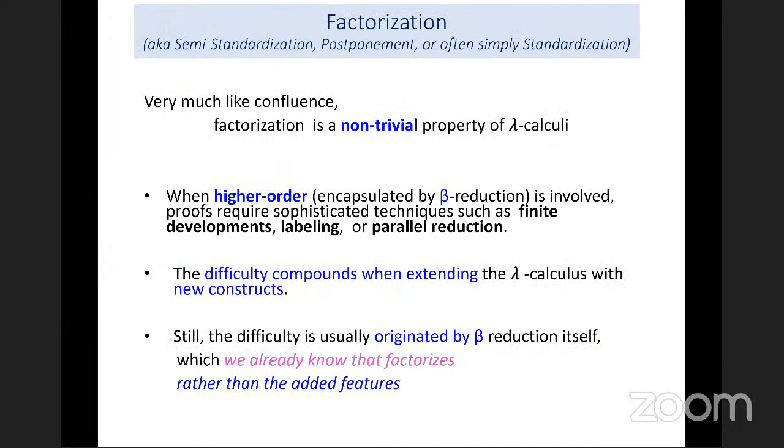Very much like confluence, which is another fundamental key result, factorization is a non-trivial property to prove for lambda calculi, because beta reduction, which encapsulates the higher order of the calculus, requires sophisticated techniques like finite developments and parallel reduction, and the difficulty compounds when extending the lambda calculus with new constructs. And still, the difficulty usually originates from beta itself rather than the extra features, which is weird because we already know that beta factorizes.